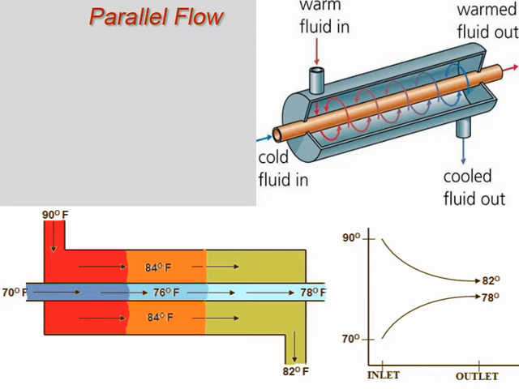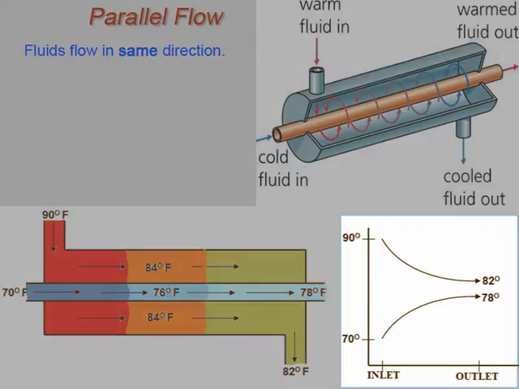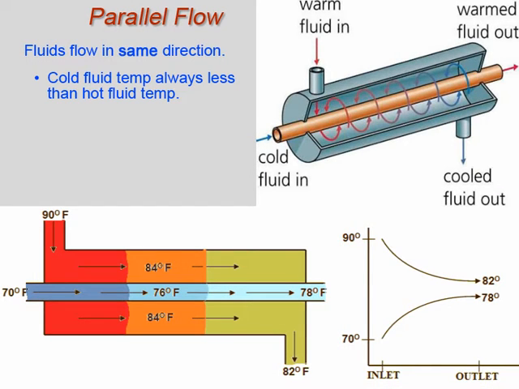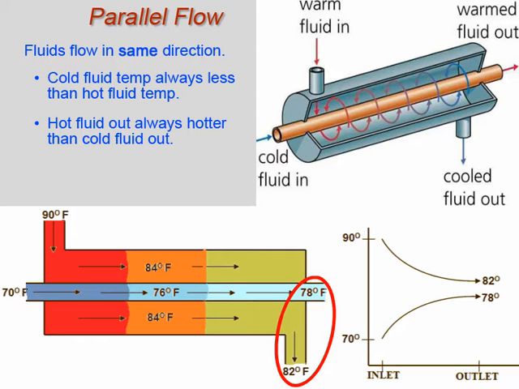In a parallel flow heat exchanger, the tube side fluid and the shell side fluid both flow in the same direction. As they flow through the heat exchanger, the fluids transfer heat, and the temperatures of the two fluids approach each other. Note that the cold fluid temperature is always less than the hot fluid temperature.